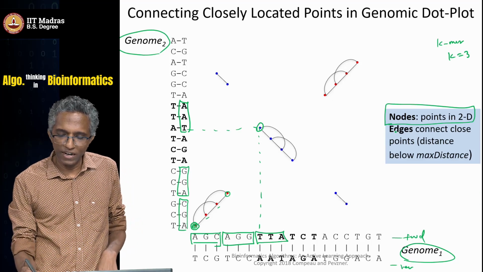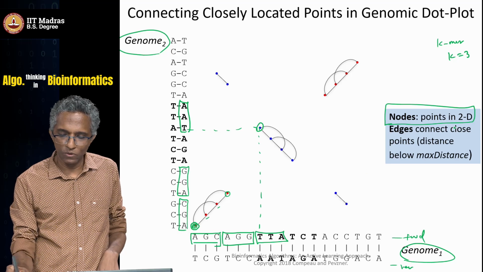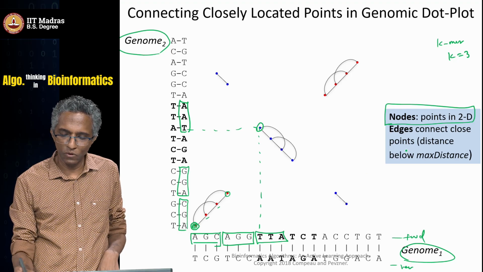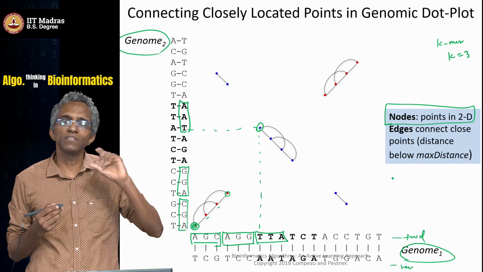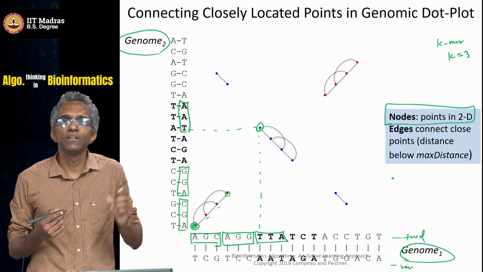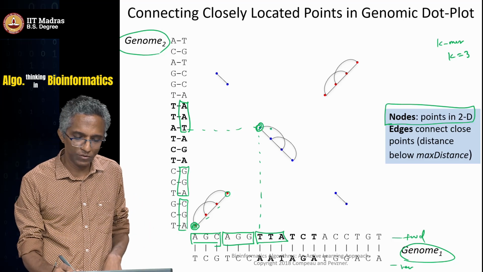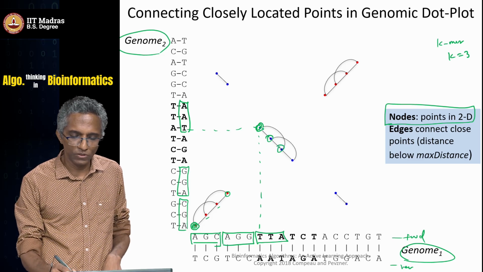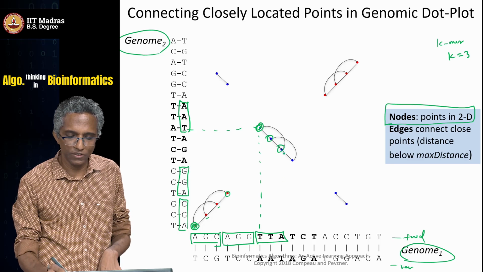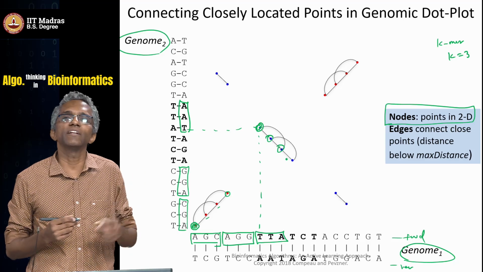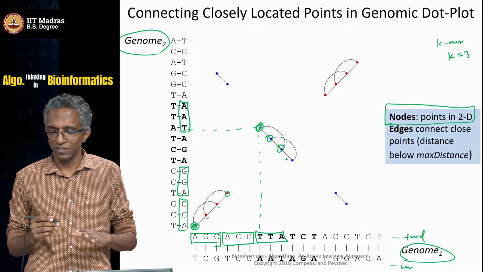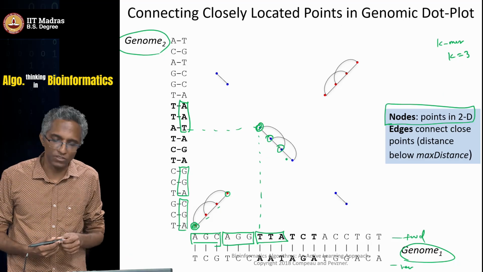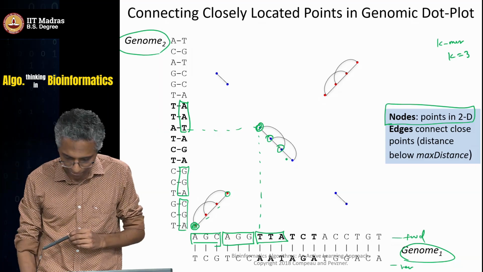Now you add edges to this dot plot. Okay, the nodes are these points in 2D. You connect close points, with distance below a certain threshold called the max distance, to each other. Okay, so here for instance this blue dot is close to this blue dot and also this blue dot, so you have added two edges here. Similarly for these other blue dots, you just connect dots that are nearby each other up to a certain maximum distance threshold that the user can specify.